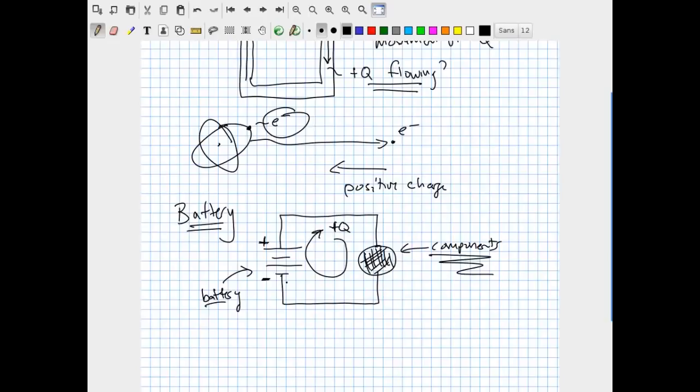The symbol for the battery tells you a lot once you write it down or once you see it in a circuit diagram. It tells you that this battery right here is trying to push positive charge up and around clockwise in this circuit.